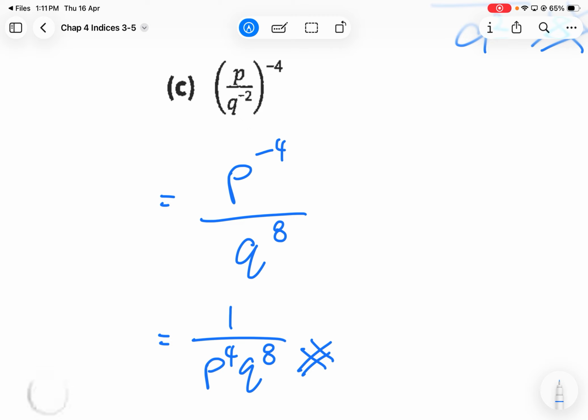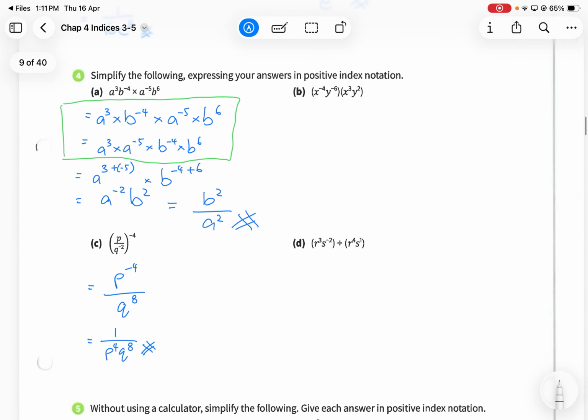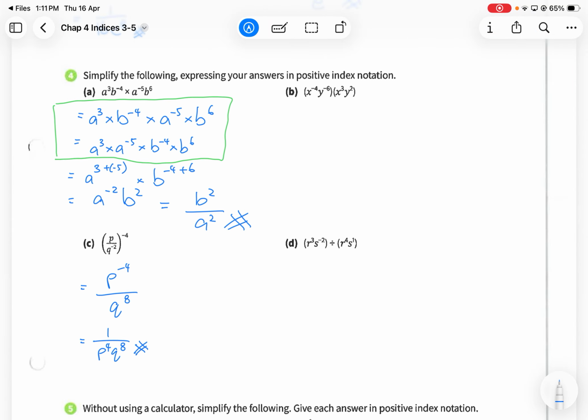Okay? So the positive or negative sign of your index is affected by whether you put it in the numerator or in the denominator. You can change the positive or negative by moving it from numerator to denominator or denominator to numerator. Okay, try B and D on your own. Go and apply all the things you have learned so far.